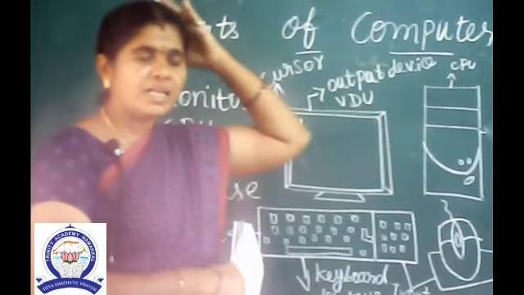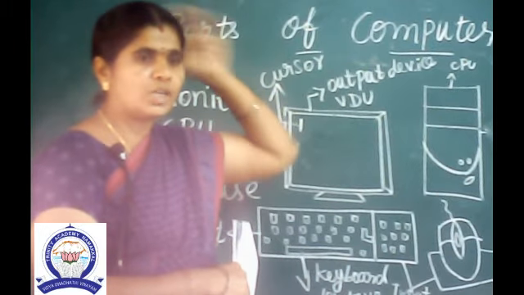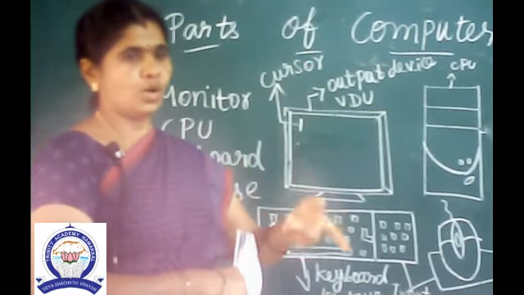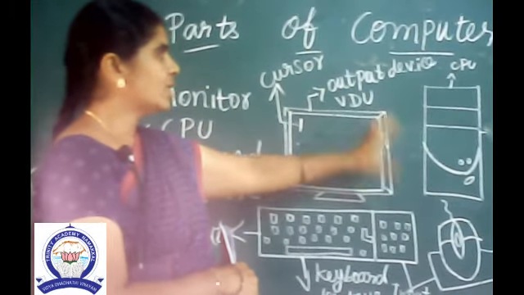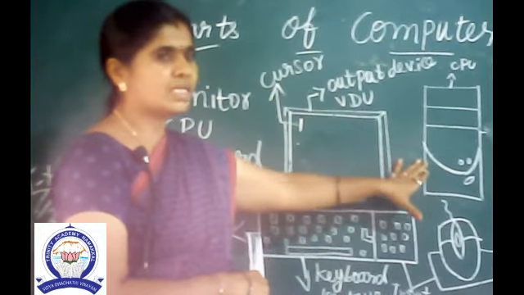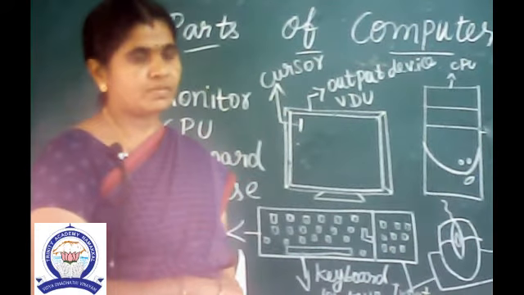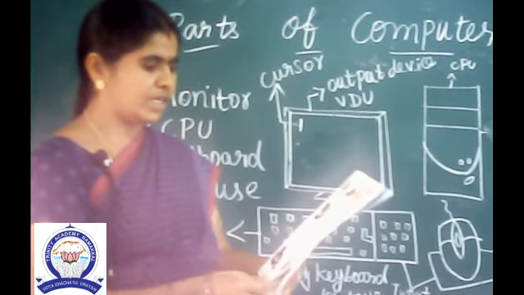How is our brain controlling us? Our brain is instructing, do this, do that, do not do that, isn't it? In the same way, CPU is instructing all the parts of the computer. That's why CPU is the brain of the computer. Understand? The picture is also there in your book, page number 13.